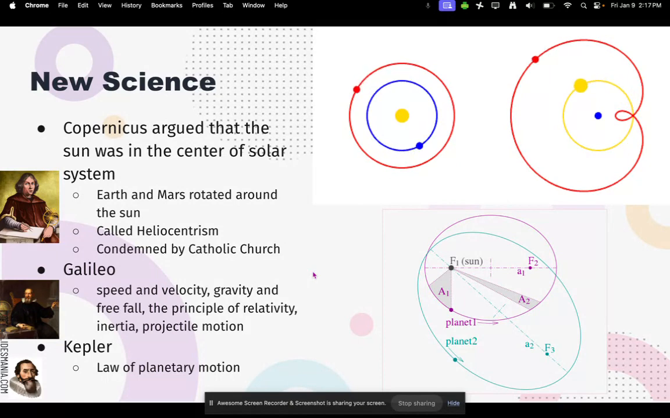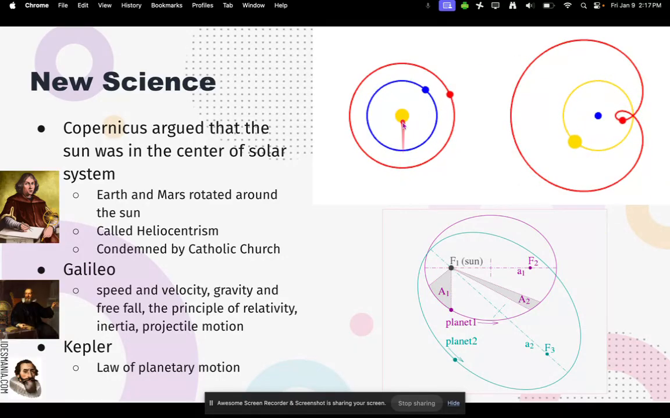Copernicus argued that the sun was in the center of the solar system. Prior to this, the Catholic Church believed that the Earth was in the center of the solar system. So the Catholic Church thought, oh, that's the Earth. The sun rotates around the Earth, and then Mars rotates around the Earth. And Mars just does this cute little loop-de-loop.